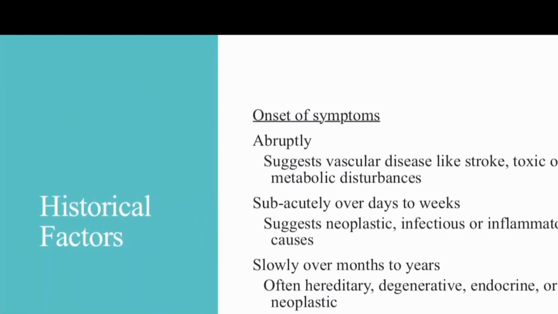Some historical factors that are very important. The onset of symptoms. If it happens abruptly, vascular. Strokes are very sudden. Subacutely, over days to weeks, neoplastic or infectious could be the problems there. If it's slowly progressing over months to years, it's degenerative, it could be metabolic, endocrine problems, or neoplastic. Cancers take a long time to develop, so it's not going to be happening within days or weeks, it's going to take a lot longer than that, months to years.